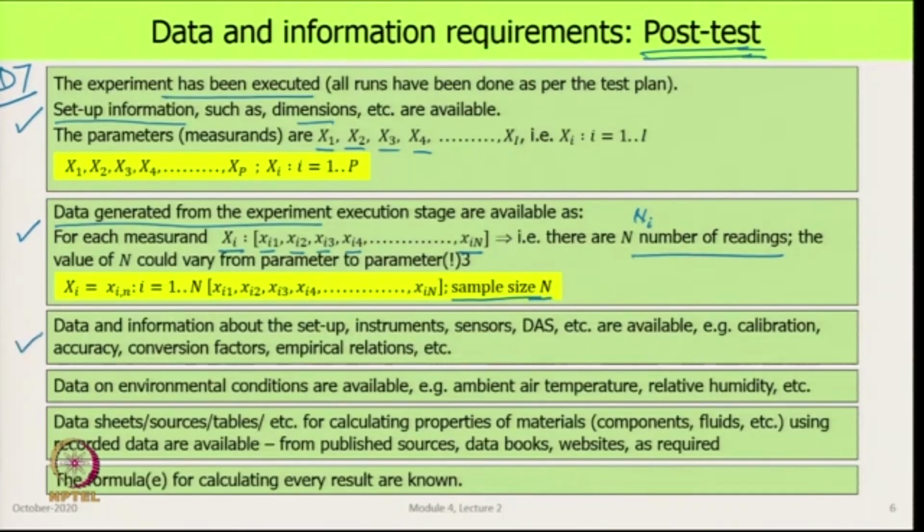Then we have information about the setup and instruments, sensors and data acquisition system. So, for each one of the instruments, we will have to collect certain information like calibration, accuracy, conversion factors, empirical relations, all of that, and that is another input for our uncertainty analysis. If need be, we also need to have data on environmental conditions, which we have measured in the experiment, for instance, the air temperature, relative humidity and any other parameters.